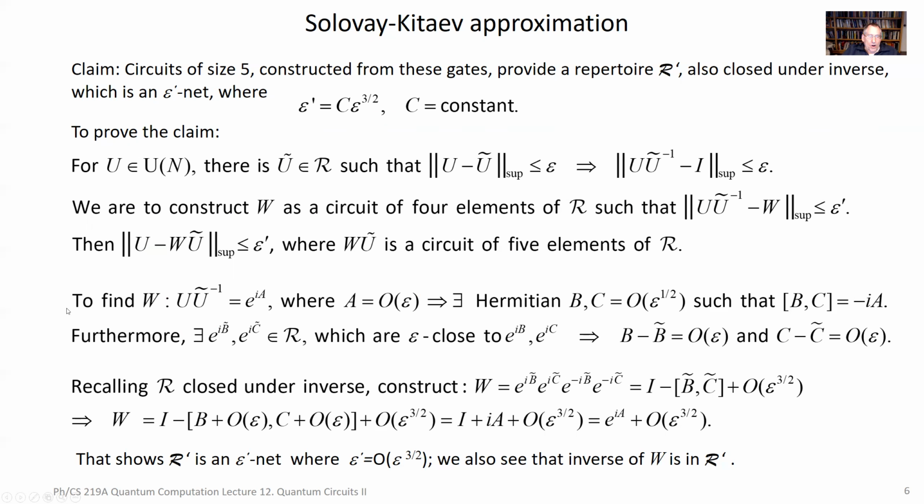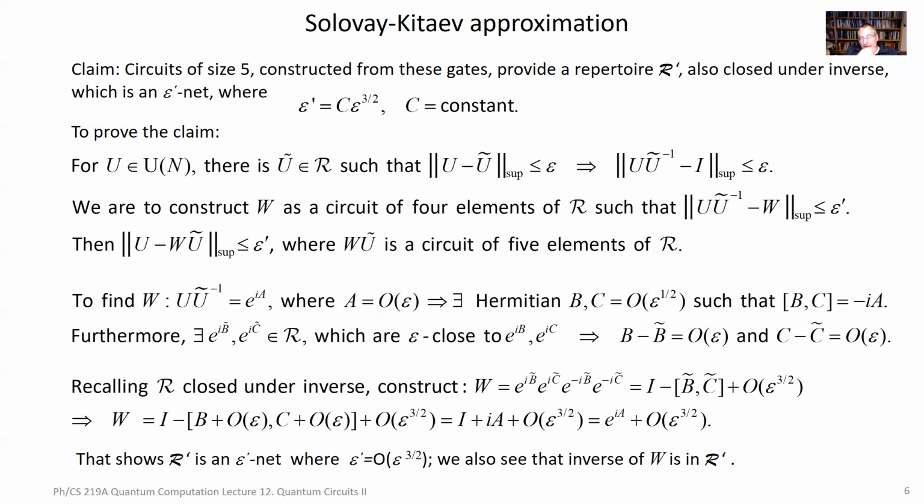All right. So remember, I'm trying to find a W which is close. Here's how we find W. U tilde inverse, I'm going to write as e to the iA, because this is epsilon close to the identity. I can say A is order epsilon.